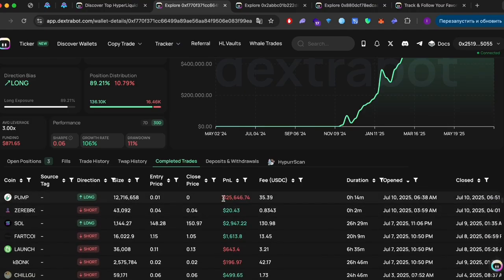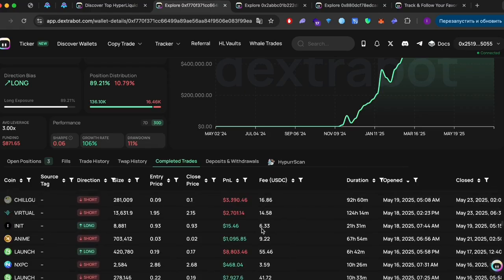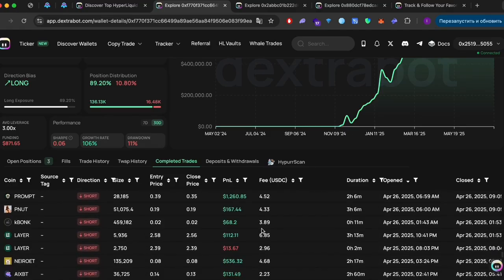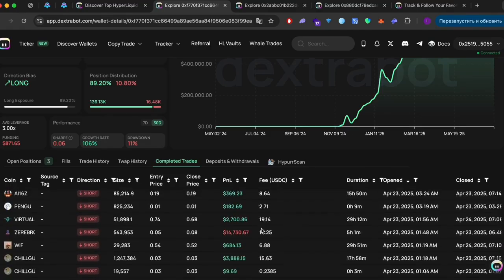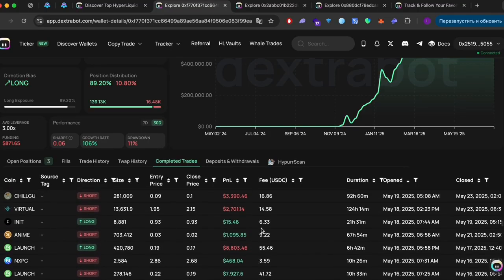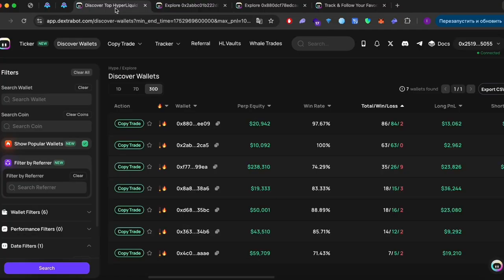Before that, he had a big loss on PAMP, which he already closed. So, overall, the wallet is, let's say, rather mixed lately. It's been quite inconsistent. Most likely things went well for him at first, and he managed to grow his deposit quite a bit. But overall, I wouldn't choose this wallet right away. It's better to find more interesting wallets. Let's close this one and move on to the next wallet.